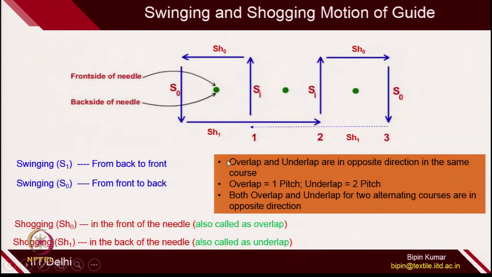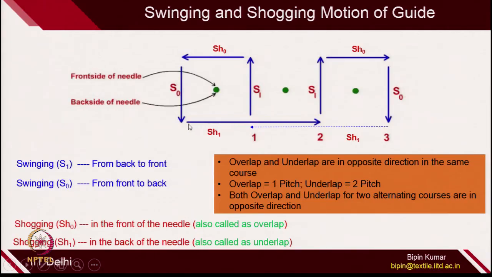So, if you try to observe again, overlap and underlap are in opposite direction in the same course. So, if you see the same course, first overlap from right to left, first underlap from left to right. So, they are in opposite direction. So, direction of arrow is different. Overlap is one pitch, which always has to be one pitch, because you cannot provide yarn to two consecutive needles. That will not be possible, because knitting will not be possible. So, overlap will always be one pitch, but here the underlap is actually you are moving from one needle position to third needle position. Okay. So, two pitch you are shifting at the back side.